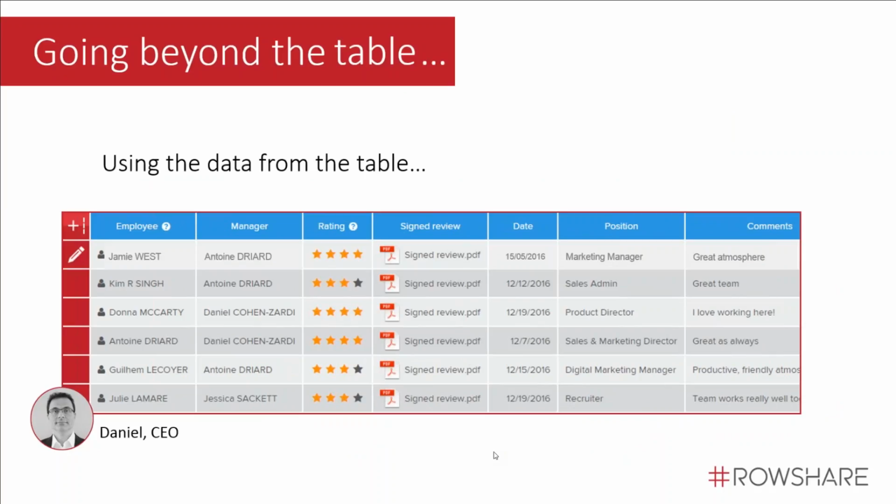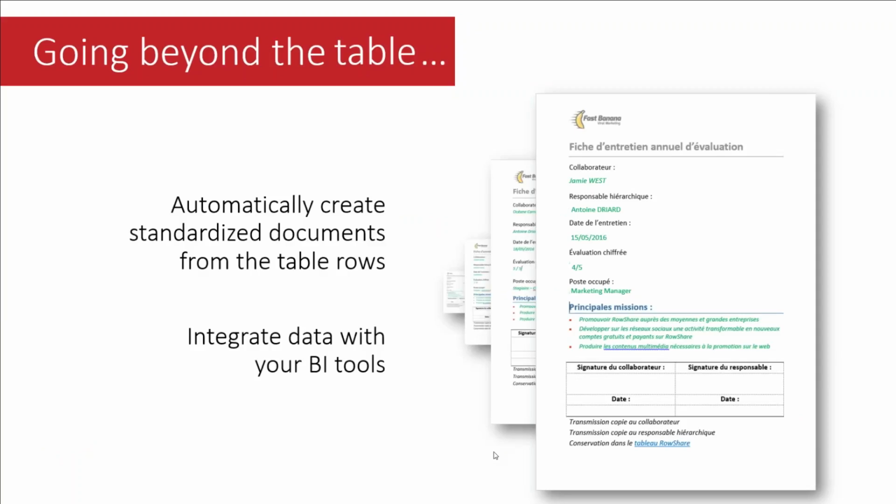So is that it? Is that all? Well, not quite. While smart rows and specific row access rights are a key feature to RowShare, you can also do more. You can use the data from this table to do other things, such as create standardized documents from table rows, or integrate your data with BI tools. Now, when you create standardized documents, you would have a template, add that template, and then each row in your table would generate a different page.